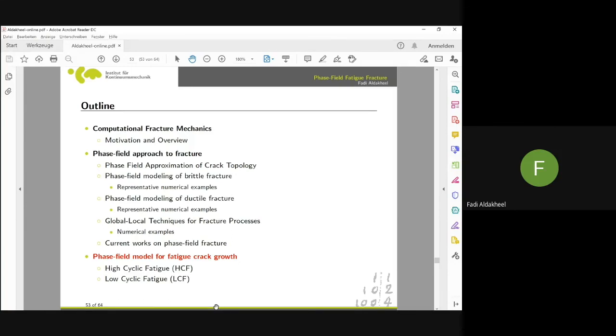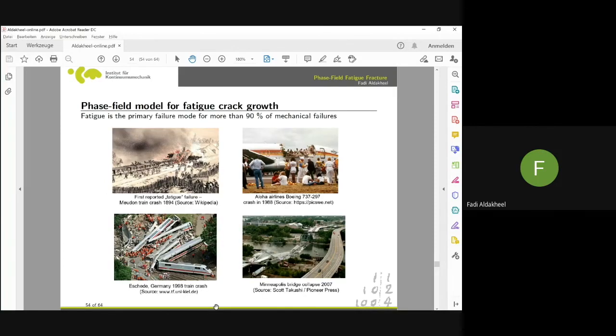Here, we also want to distinguish between the high and low cycle fatigue, right? So first of all, let's get an idea where one sees that. Fatigue is the primary failure for 90% of mechanical problems. So 90% of mechanical problems come through fatigue phenomena. And here you can see in the figure to the left, the first reported, let's say, failure due to fatigue, for this train, right?